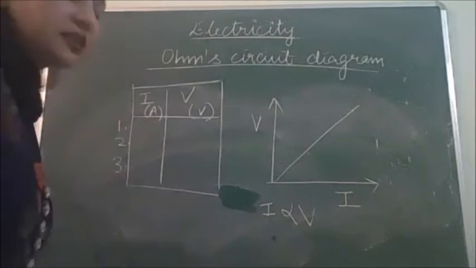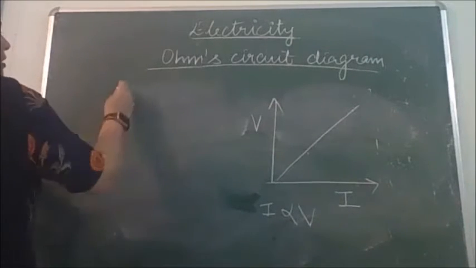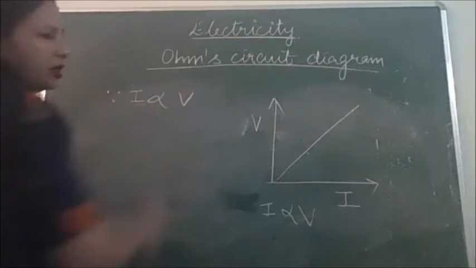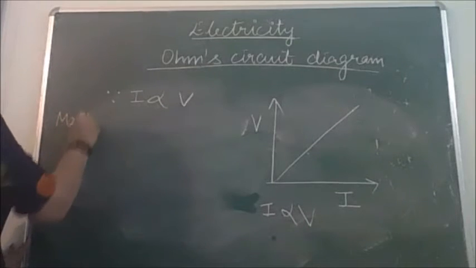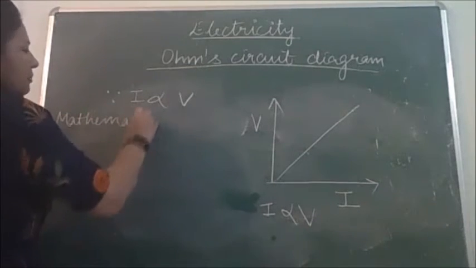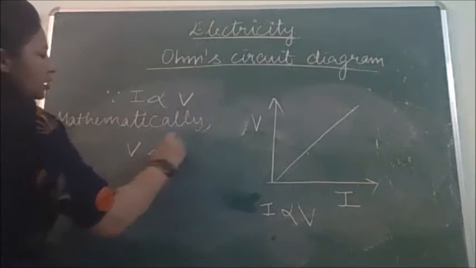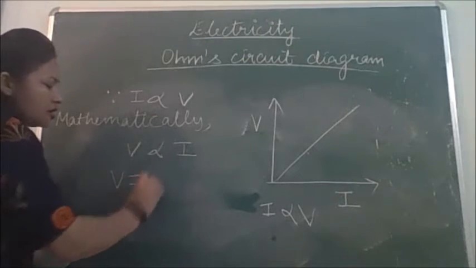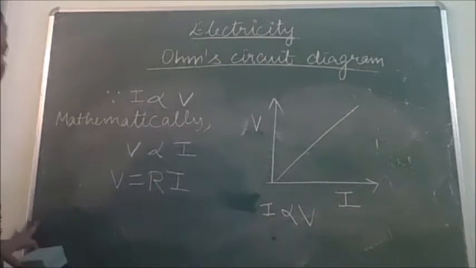Mathematically we can reverse it. Mathematically now we can say, because I is proportional to V is the statement-wise form, you cannot reverse it. But mathematically now we can reverse the things. Mathematically we can say that V is proportional to I, and when we introduce a constant of proportionality we introduce R.